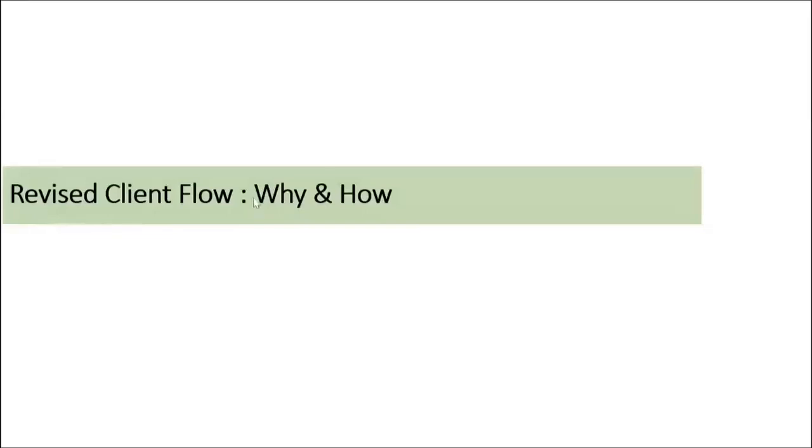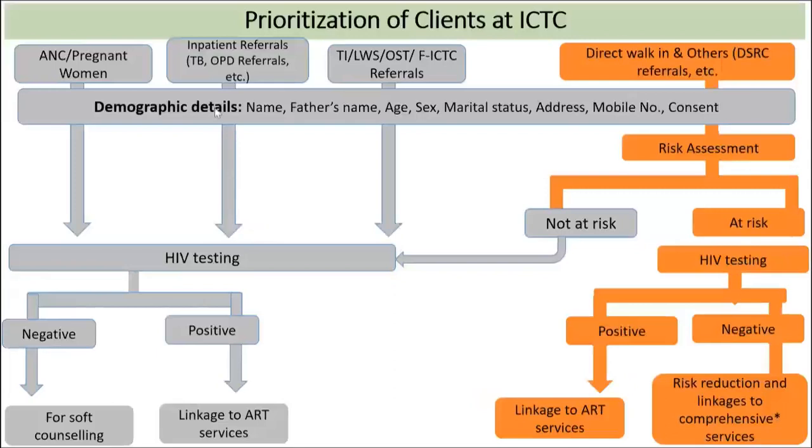Govind, sir. Basically, we are talking about how we want to revise the client flow. So we have seen what's happening currently, and now we will see what exactly we want to do. Basically, we have tried to categorize all kinds of clients into four categories. The first is ANC or pregnant women. Second is inpatient referrals, whether from TB or from surgical wards, whatever. Third is from the NSCP facilities generally. And then there are others who do not fall into these categories. They will fall into the fourth category, which is the most important for us.